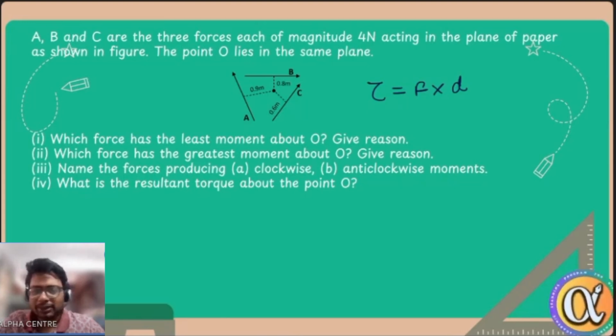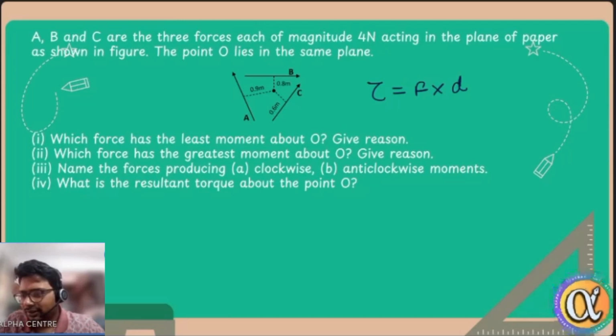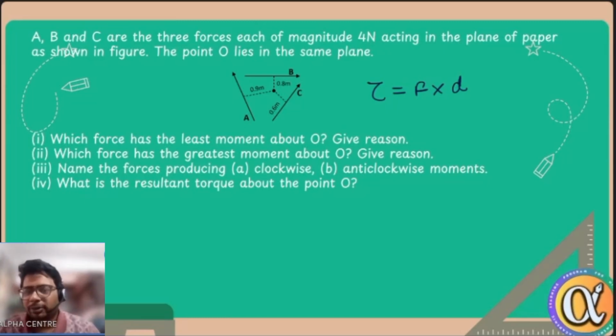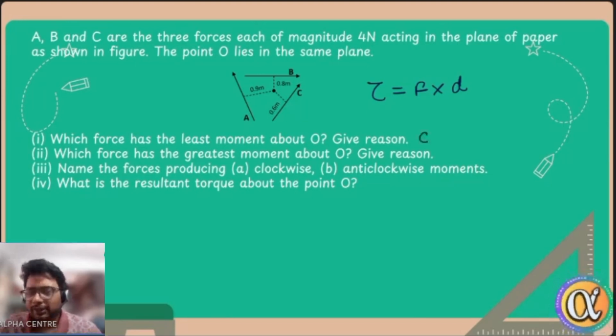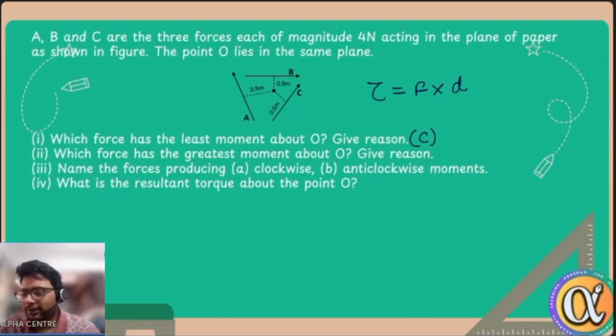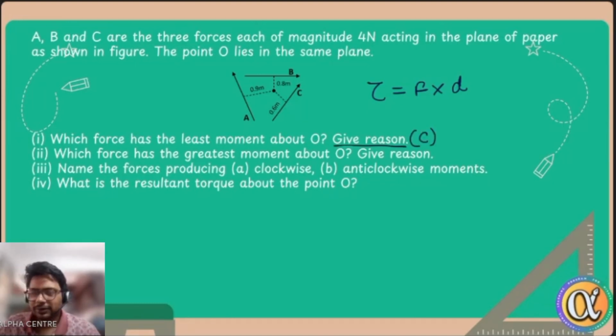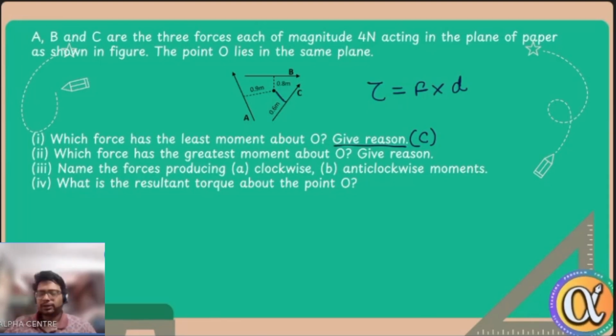So which has least moment? Which has least moment about O, A, B, or C? C has least moment. Reason? Because it has the shortest distance between the pivoted point and the force. The perpendicular distance of the C force is least, or C has the least perpendicular distance from the pivoted point.